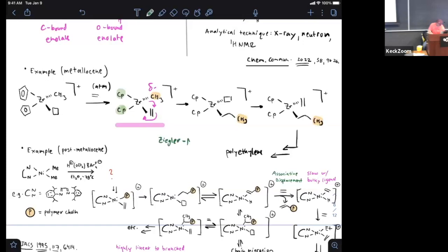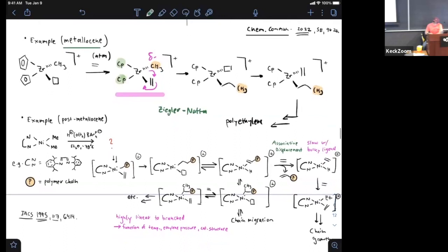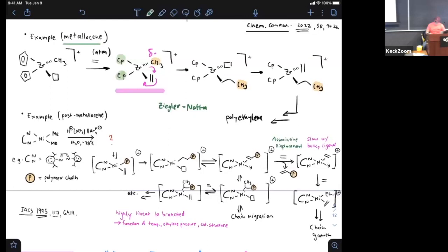Ziegler-Natta polymerization. Carl Ziegler from the Max Planck Institute for Kohlenforschung developed the polyethylene process, and then Natta developed an analogous process for making polypropylene from propylene. And these are called metallocene-based polymerization processes because they use metallocenes as the precatalyst. I might have the order of magnitude off by one or two, but I think this process is used to make 100 million tons of polyethylene per year. So in terms of large scale, it's hard to beat this process.